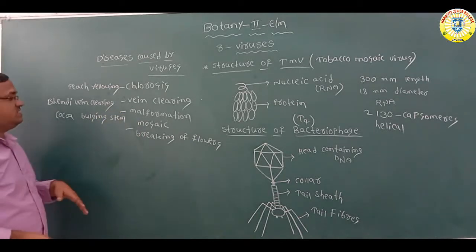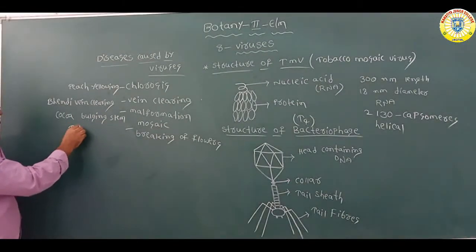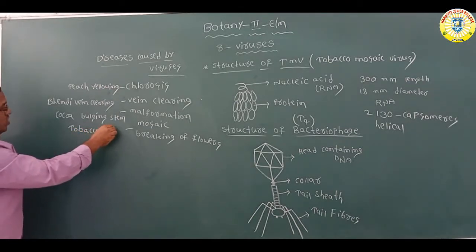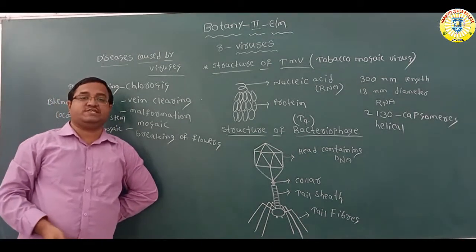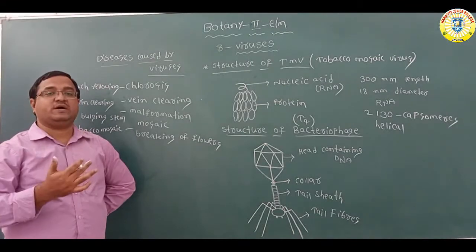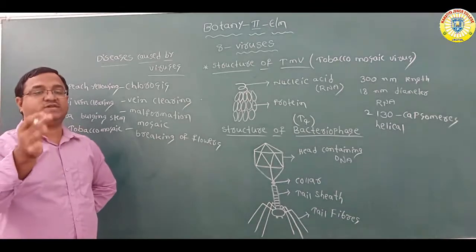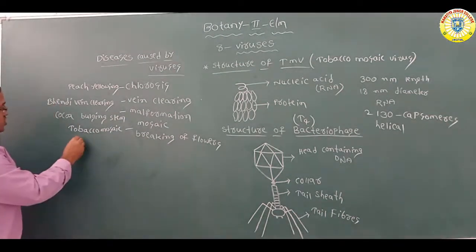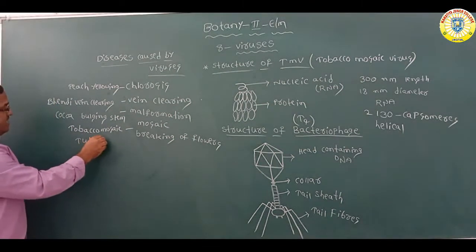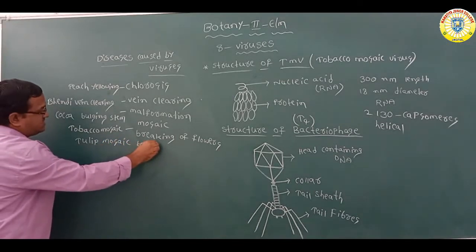Next, mosaic disease: commonly you can see tobacco mosaic disease. Next, breaking of flowers, a disease common in tulips. Especially in tulip flowers you can see breaking of the flowers. The disease is tulip mosaic break disease.